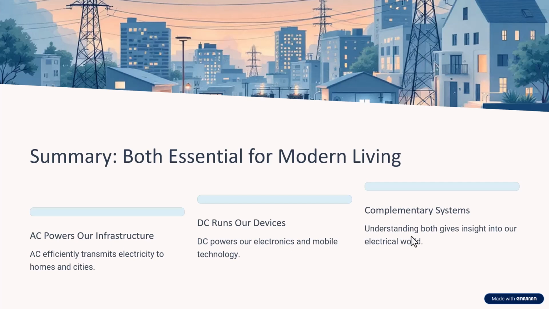So, summary: we have both of them being essential for modern day life. AC powers our infrastructure, helping us efficiently transmit electricity to homes and cities. DC current helps us run our devices, and both of them are complementary systems that complement each other. As I was saying, we can switch between AC and DC, and we can use them interchangeably. I hope this lesson was truly inspiring, and I hope it helps us understand the things that go on around our world.